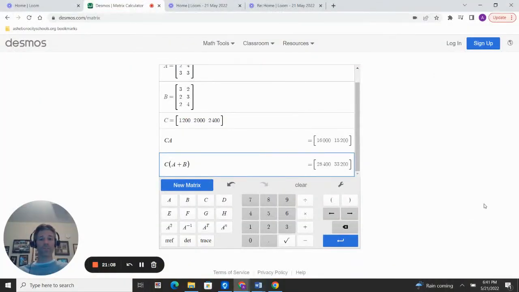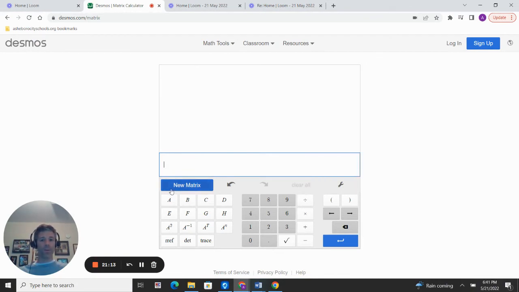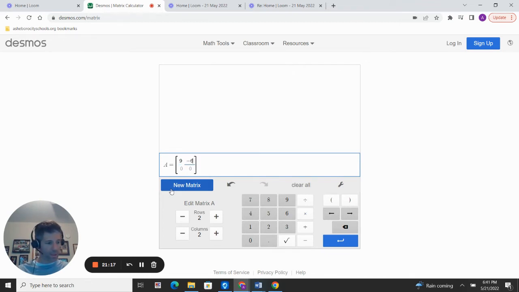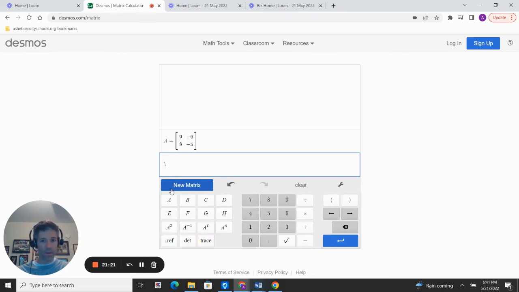Here we go. First of all, I would like to clear and clear all. And so I have a new matrix. I'll call it A, and it is 9, -6, 8, -5. There we go. New matrix, and it is B, and it is a 2-row, 1-column matrix. So we're going to have -12, -8.